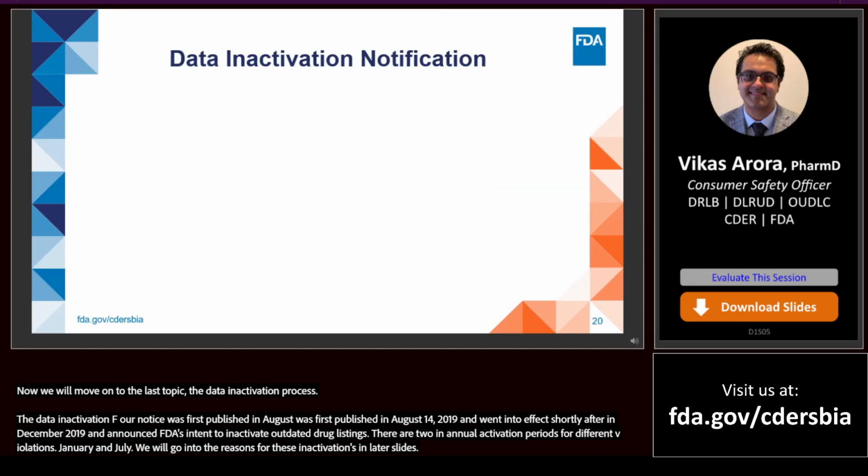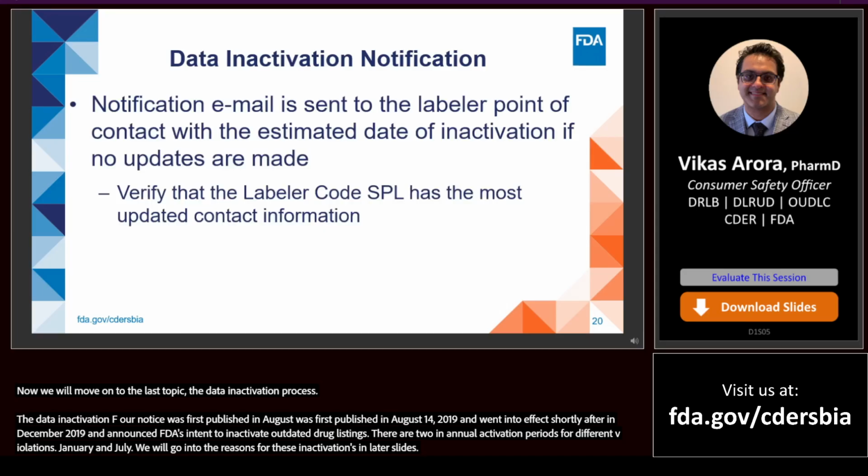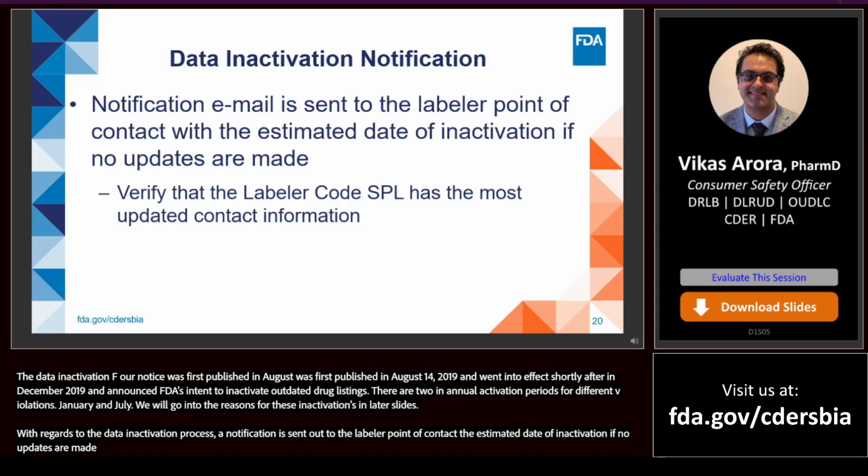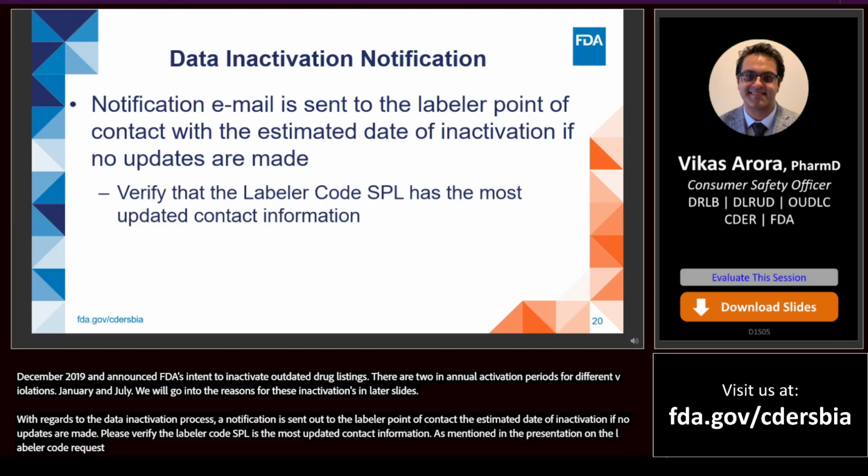So with regards to the data inactivation process, a notification is sent out to the labeler point of contact with the estimated date of inactivation if no updates are made. So please verify that the labeler code SBL has the most updated contact information. As mentioned in the presentation on the labeler code request, any updates to the contact information are required to be made within 30 days, and it's very important to keep this information up to date to receive this notification.